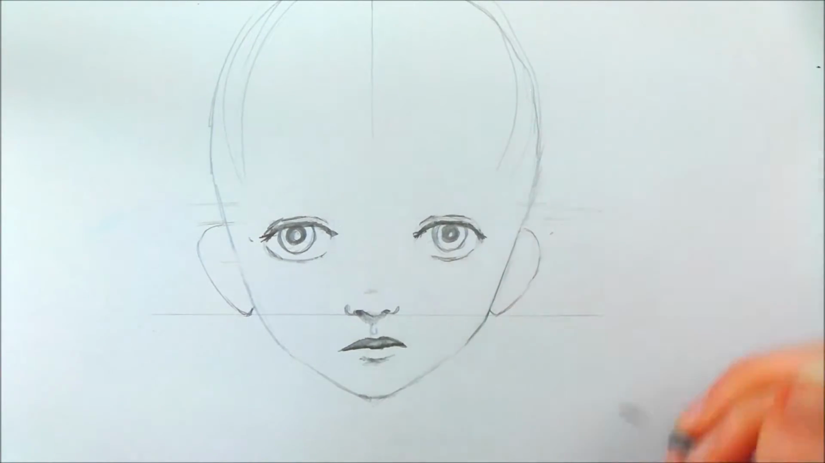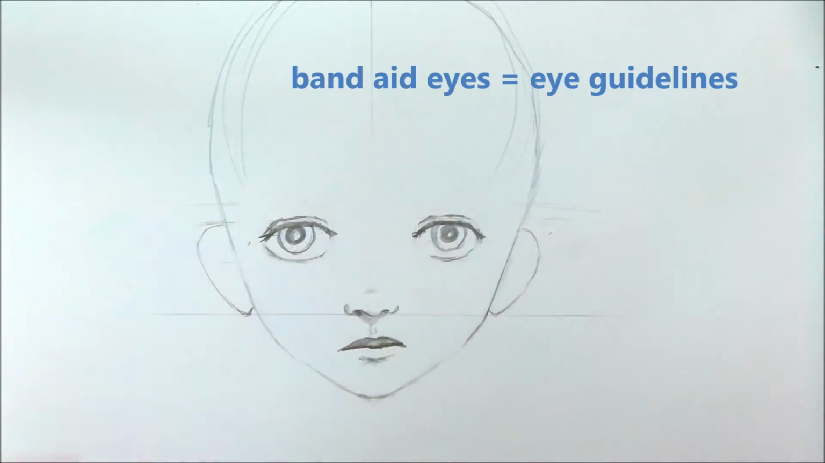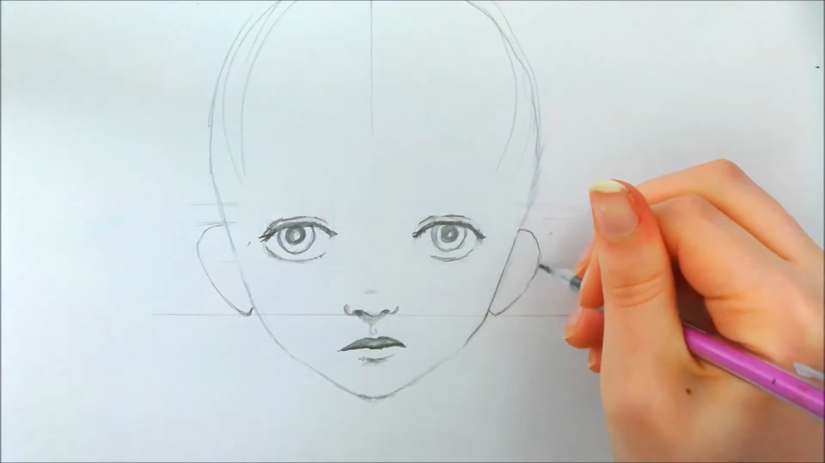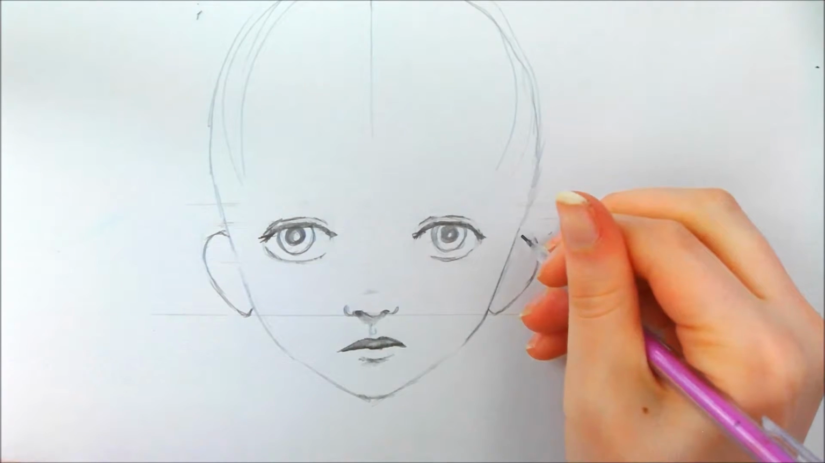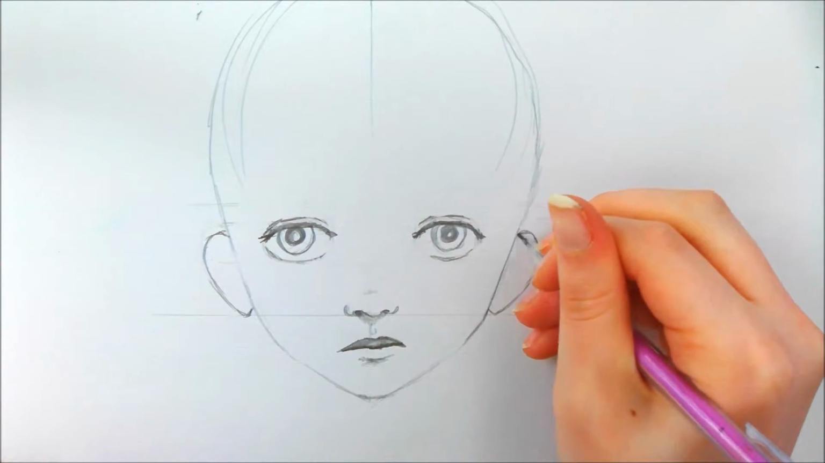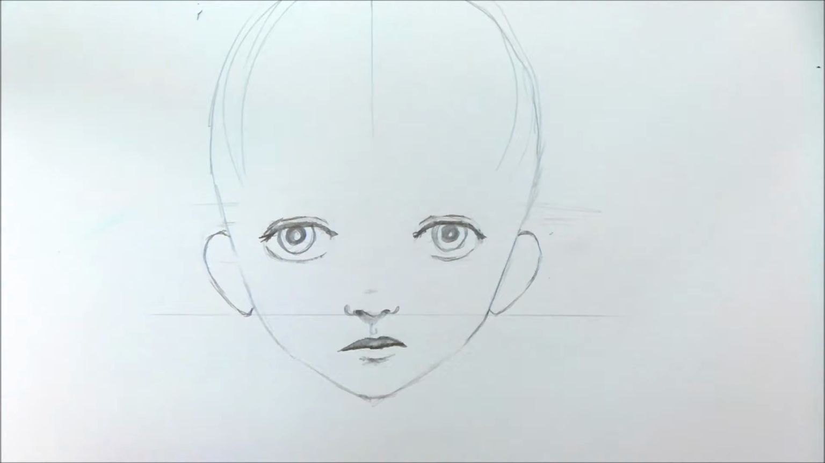The thing I do use all the time still is the band-aid eyes, so you can get the eyes in the right place. That is super helpful. And just keep fixing it. It might take forever to get a very simple drawing right, because that's how life is.